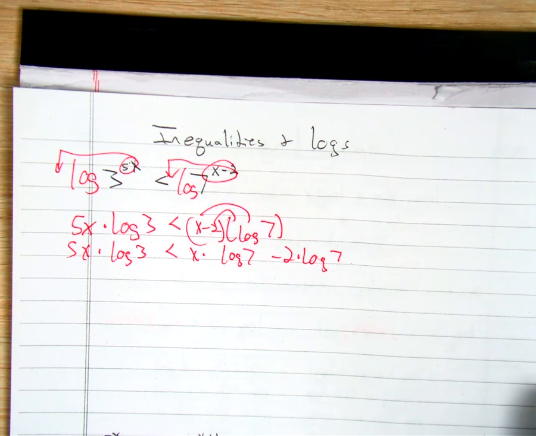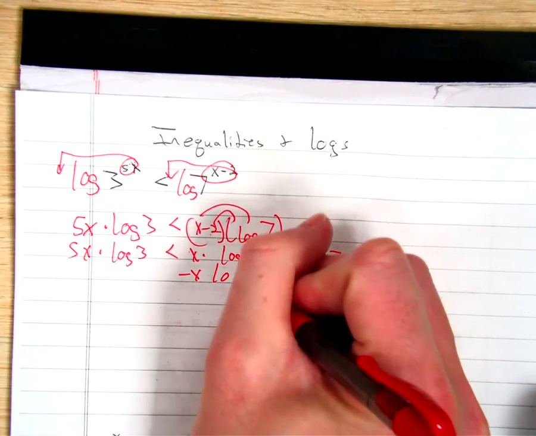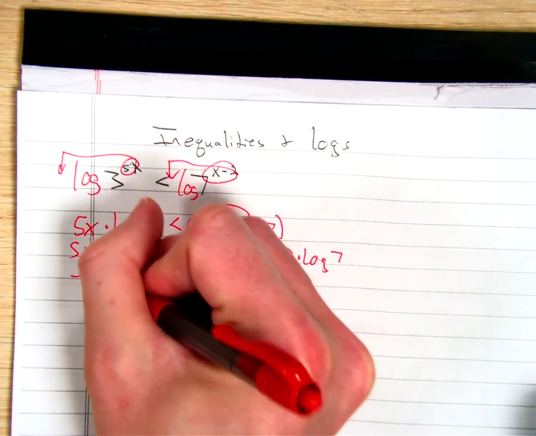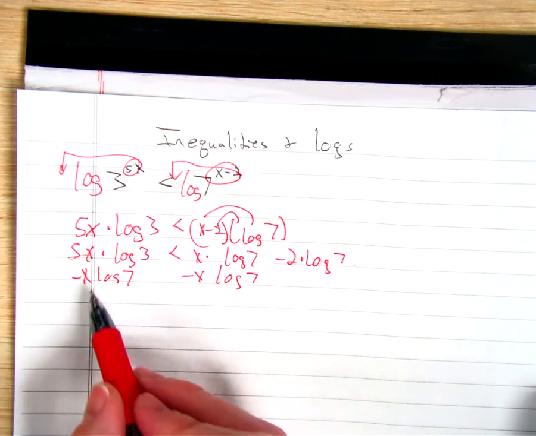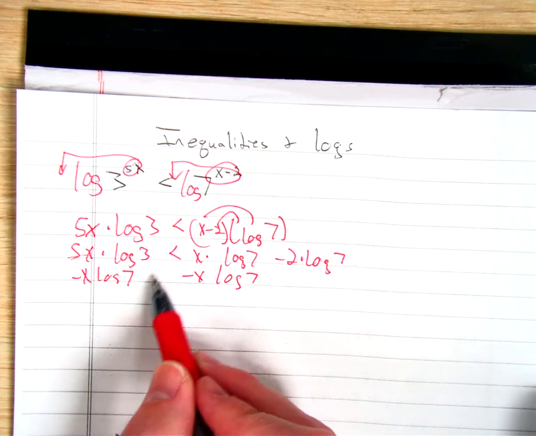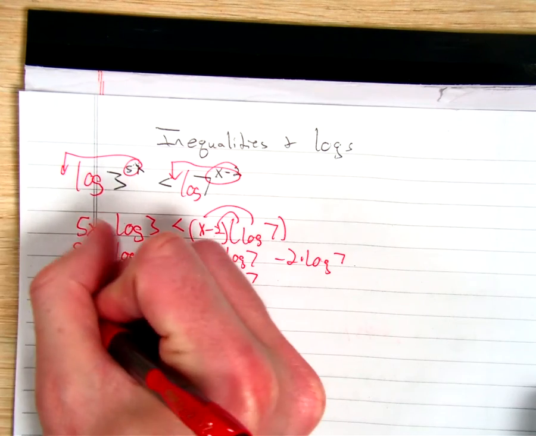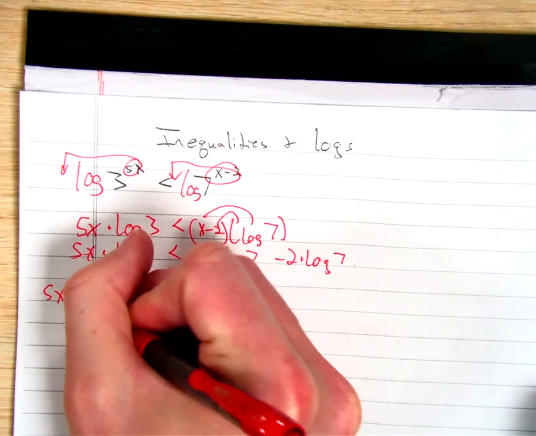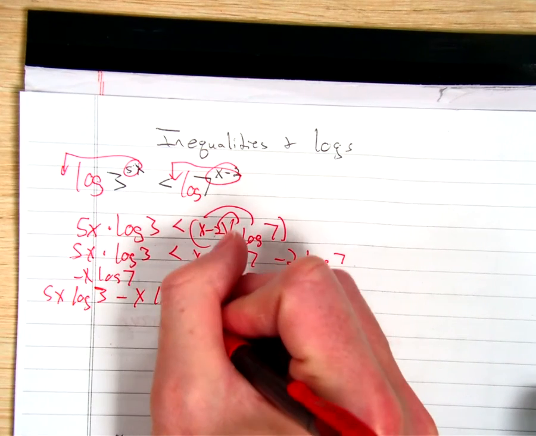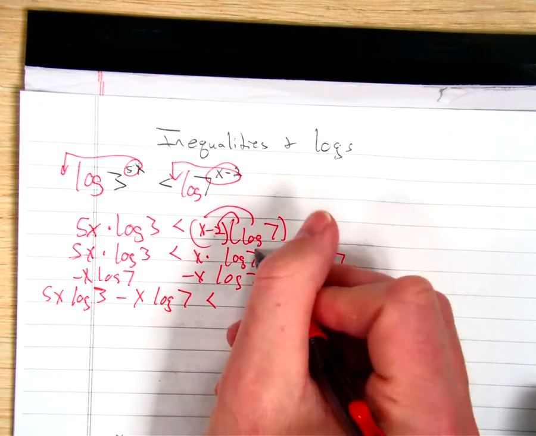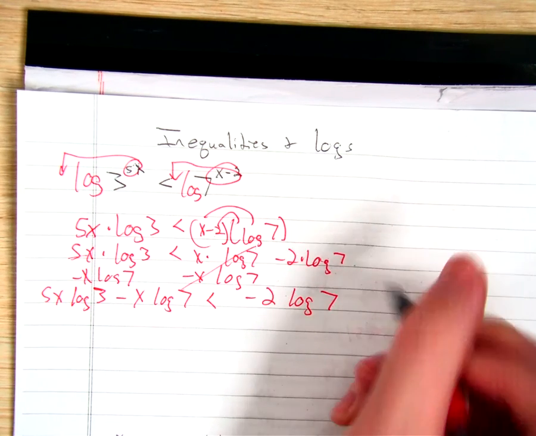Next thing we need to do is get the x's all on the same side. So we're going to minus x log 7. Now these aren't the same, so I can't just subtract those. All right? Don't subtract these and call it 4x, because those aren't the same logs, so I can't do that. So we have 5x log of 3 minus 1x log of 7, and that's going to be less than negative 2 log of 7.